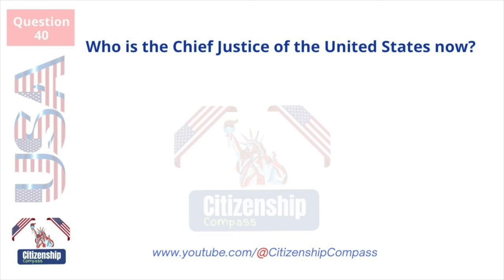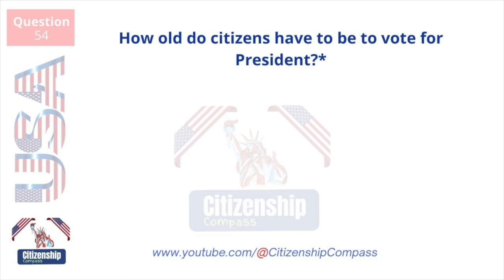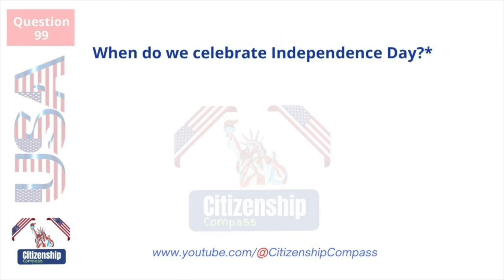Who is the Chief Justice of the United States now? John Roberts. How old do citizens have to be to vote for president? 18 and older. When do we celebrate Independence Day? July 4.